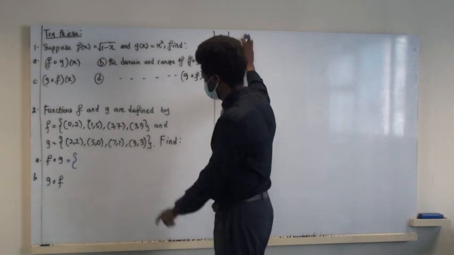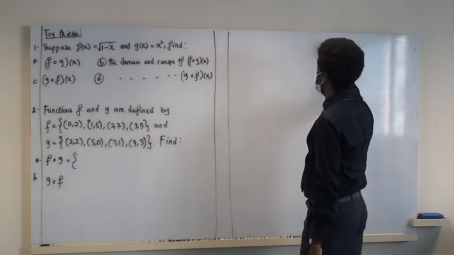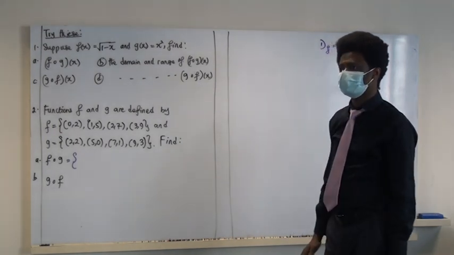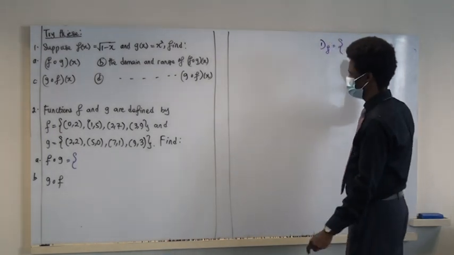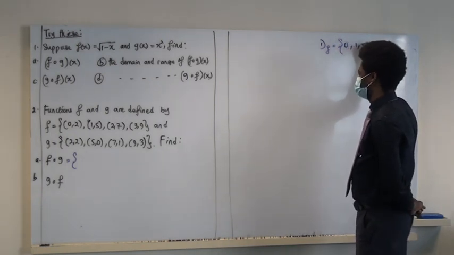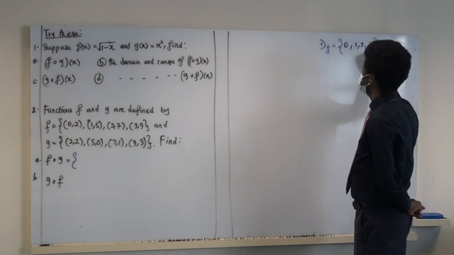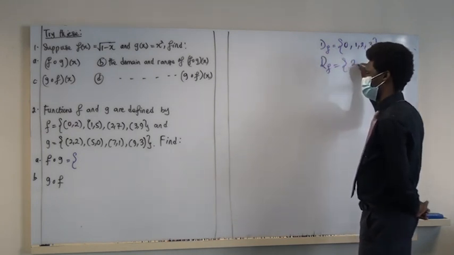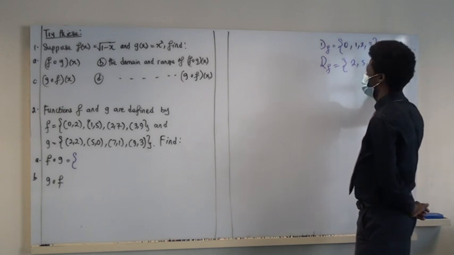The first thing you might do for this question is look at the domain of f. What are the numbers in the domain of f together? 0, 1, 2, 3. That's it. What are the numbers in the range of f? 2, 5, 7, 9. Good.